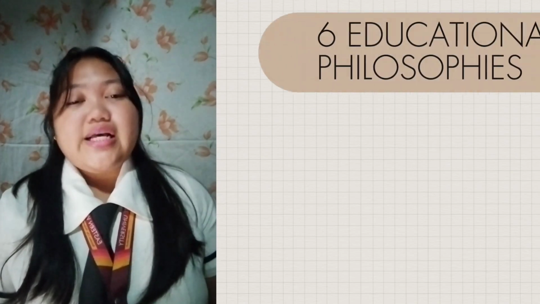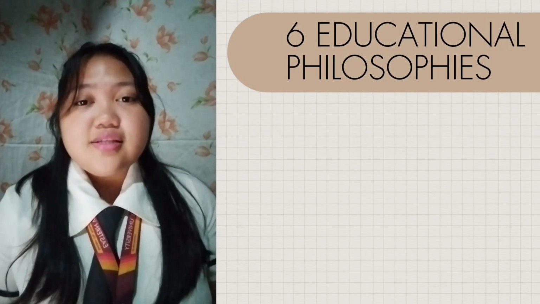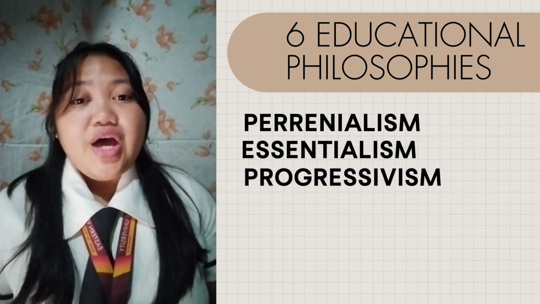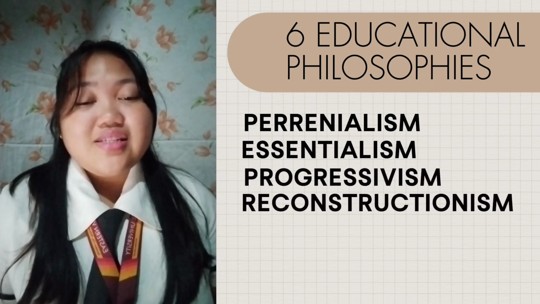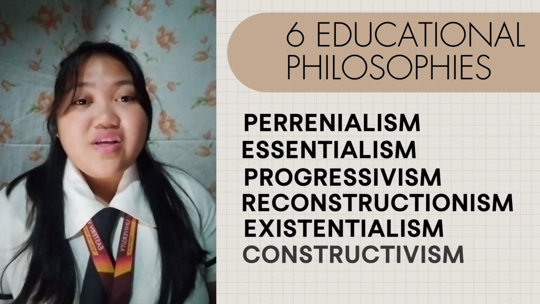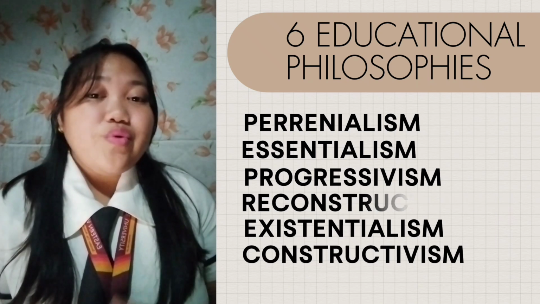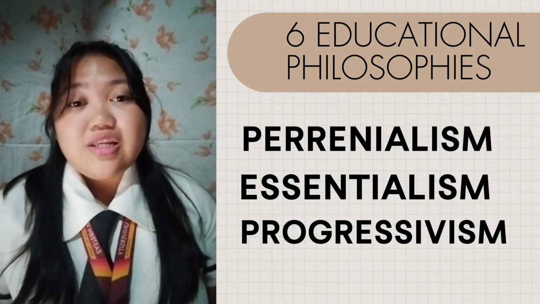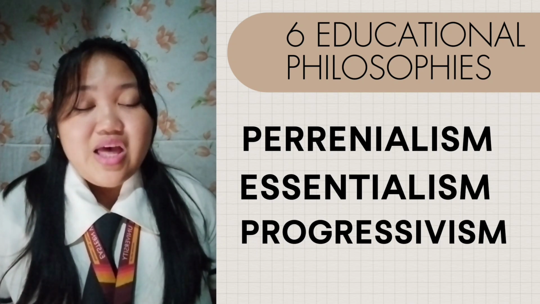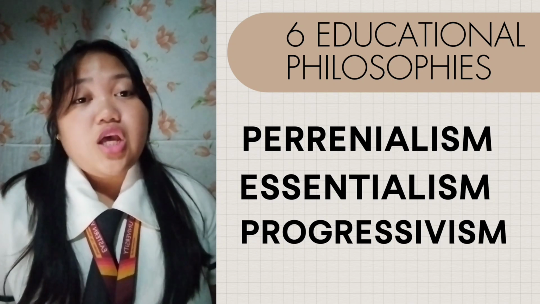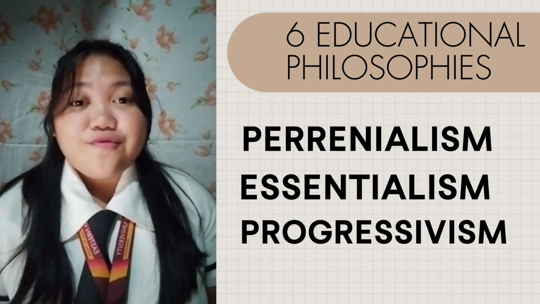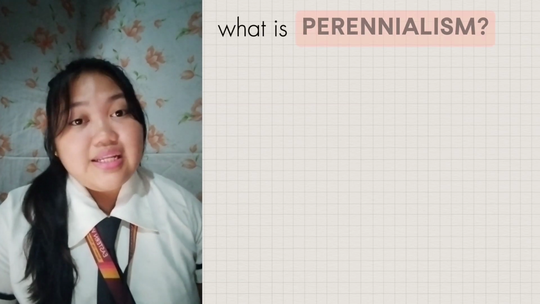So there are 6 philosophies in education, and these are Perennialism, Essentialism, Progressivism, Reconstructionism, Existentialism, and Constructivism. But in this video, we will tackle only the first 3, which are Perennialism, Essentialism, and Progressivism. The other 3 philosophies in education will be tackled by my other group mates in the next video. So let's talk about what perennialism is.